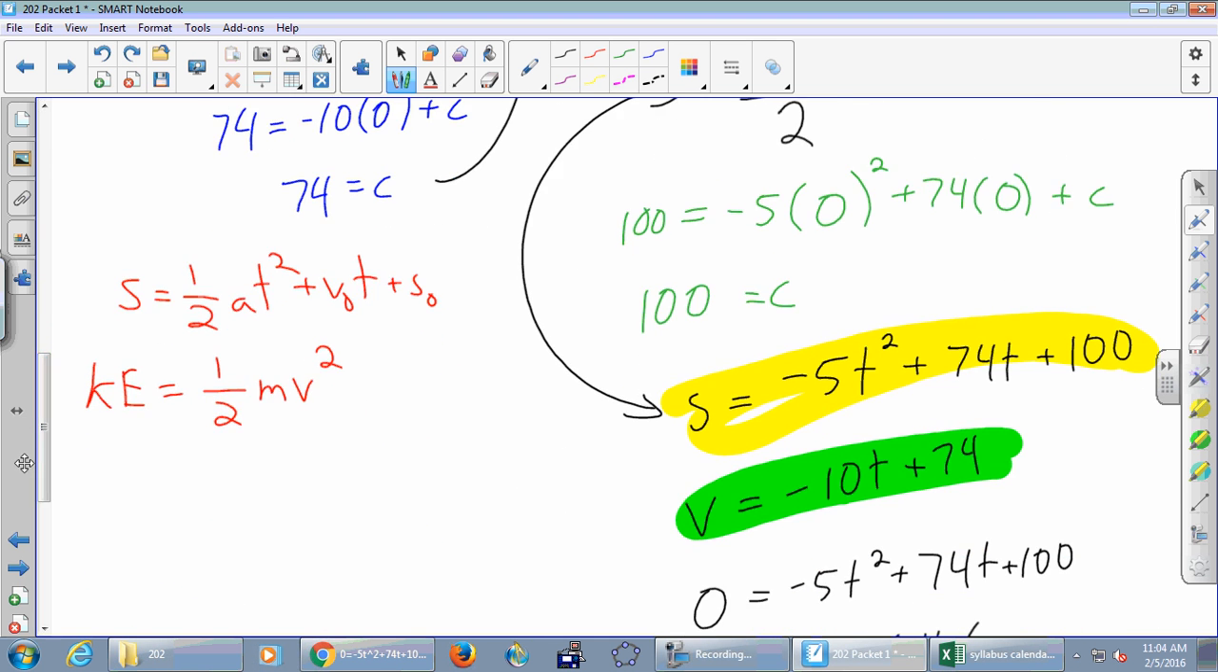Yeah, absolutely. If you are given the position function, this yellow guy, you could take two derivatives and you will get the velocity is this guy and the acceleration is -10. But you would have done that last semester in Calc 1, and now we're going the harder direction in Calc 2.